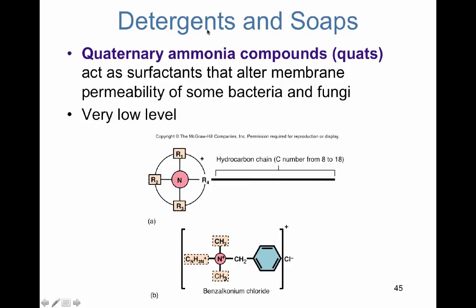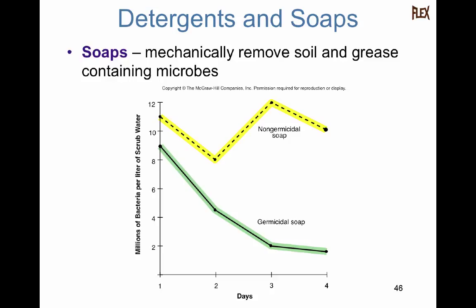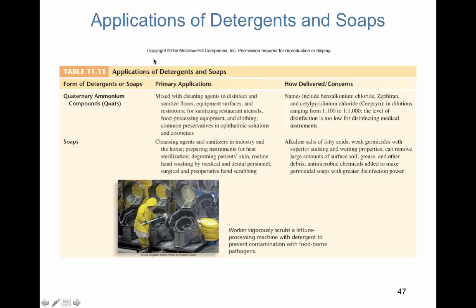And then we have the detergents and soaps, so the quaternary ammonium compounds. They're very low level, but they will act as surfactants to alter membrane permeability of bacteria and fungi. And soaps work well to reduce the number of microbes. So again, using a soap to wash your hands would be a form of degerming, and adding a germicide to the soap would drastically reduce the number of microbes.